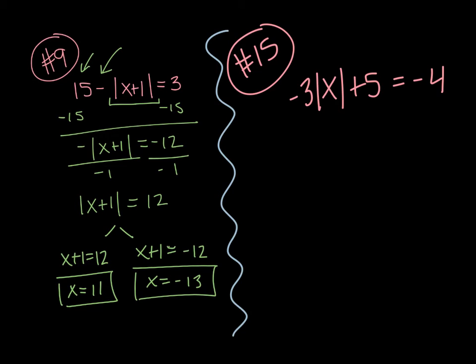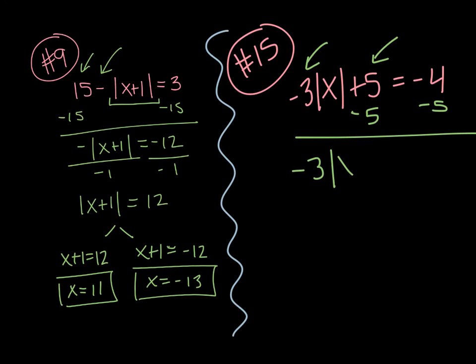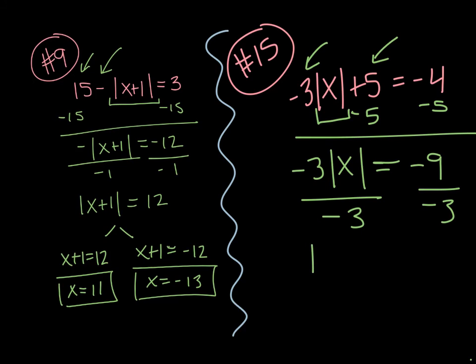So we need to get rid of this negative 3 and this 5. When you're solving an equation, guys, you almost always add or subtract something first. So we're going to subtract 5 on both sides. And get negative 3 times the absolute value of x equals negative 9. Divide both sides by negative 3. We want that absolute value part by itself. So we get the absolute value of x equals negative 9 divided by negative 3, which is positive 3.